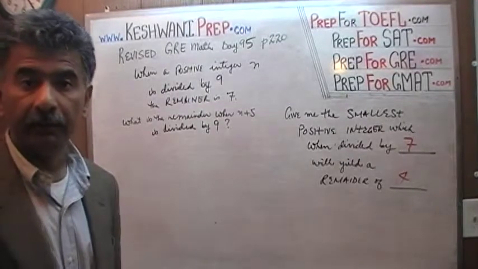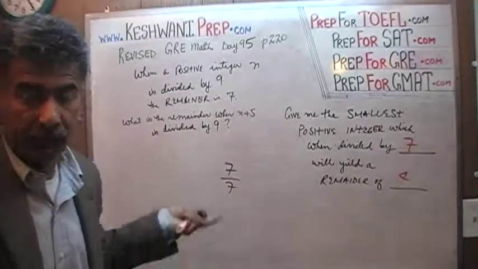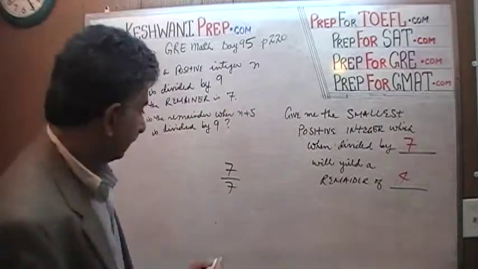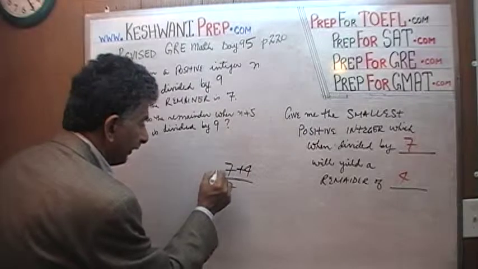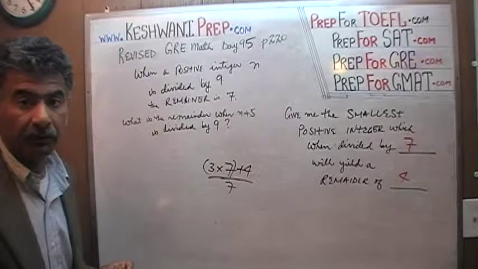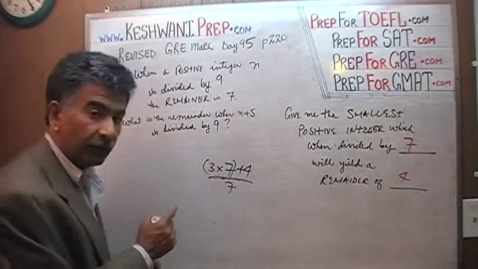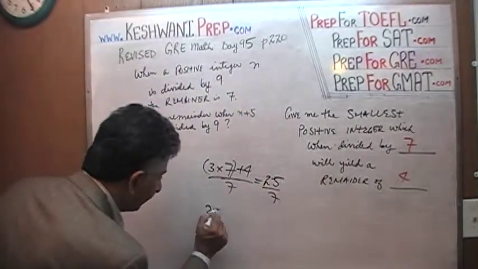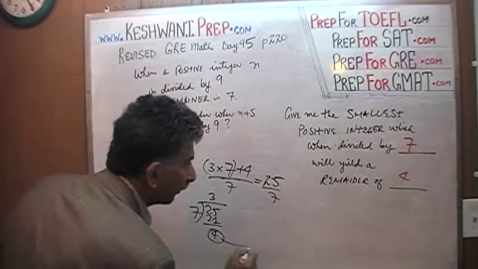Well, that's very easy. That's 11. You see? 7 divided by 7, of course, has a remainder of 0 because 7 goes evenly into 7. We want a remainder of 4, so what better way than to simply add 4 to it? Now, of course, any multiple of 7, for example, 7 times 3 plus 4, when you divide by 7, will also yield a remainder of 4. 7 times 3 is 21, plus 4 is 25. If you were to divide 25 by 7, we'll go 3 times 21 and will give us a remainder of 4.